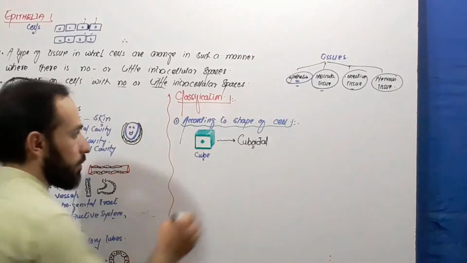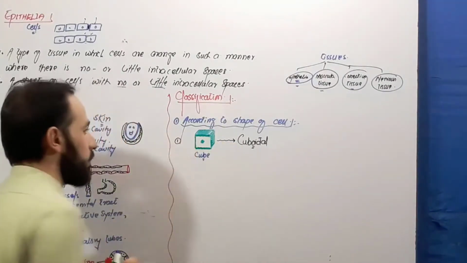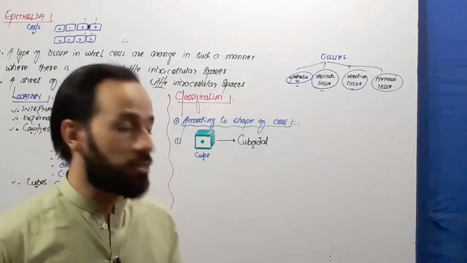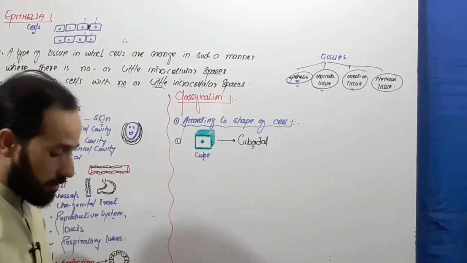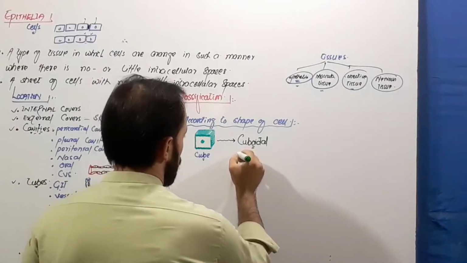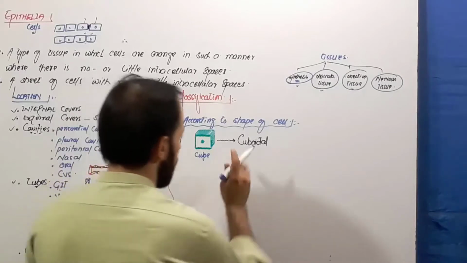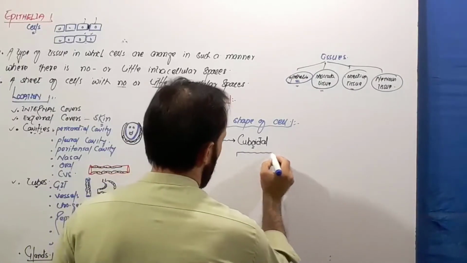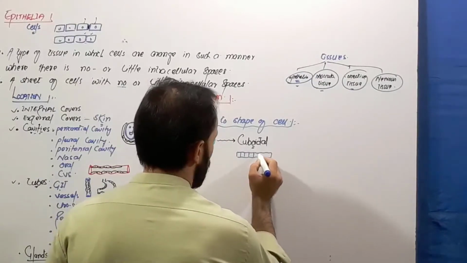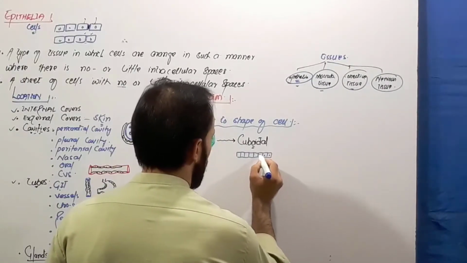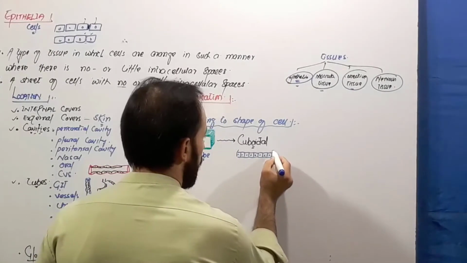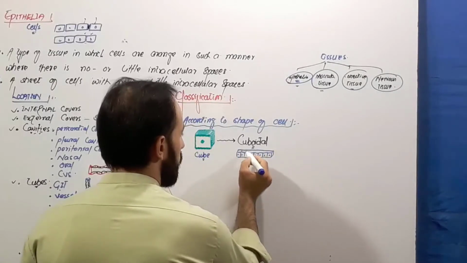Cuboidal, right? So the first class came to be known as the cuboidal epithelial tissues. Every epithelial tissue which contains such type of cells, right, they will be called as cuboidal epithelial tissues. For example, this is an epithelial tissue and it contains cells in which the cells are equal in all sides. So we say this sheet is a sheet of the cuboidal epithelial tissue.